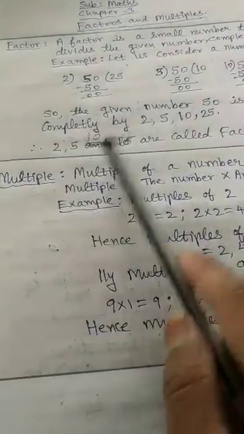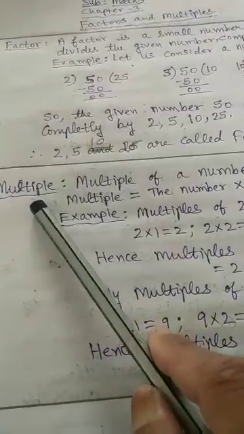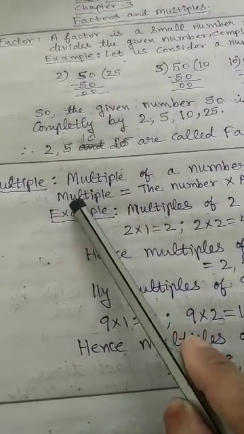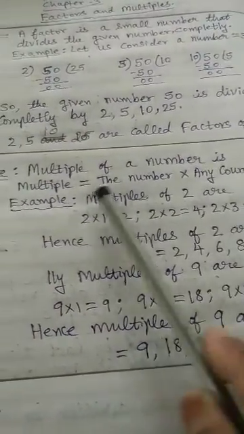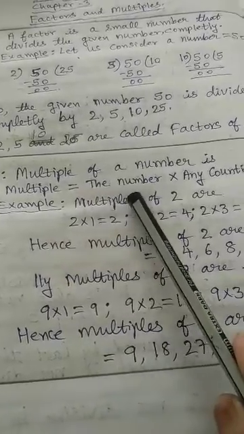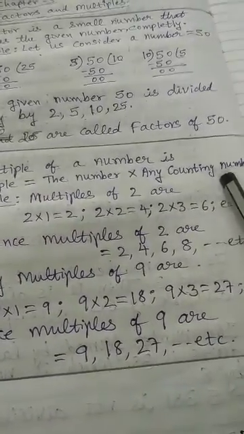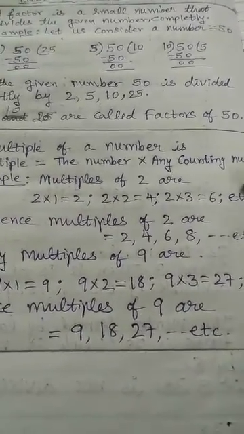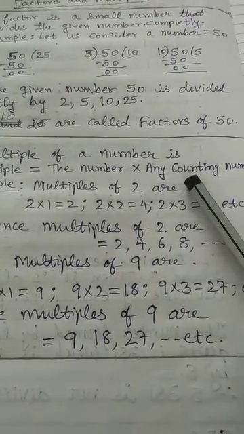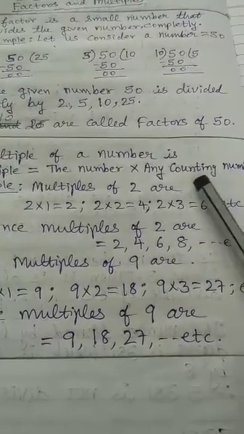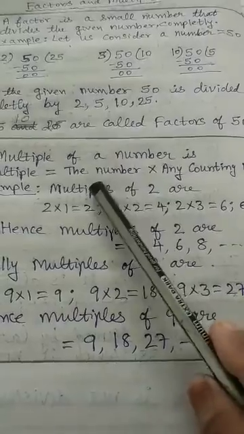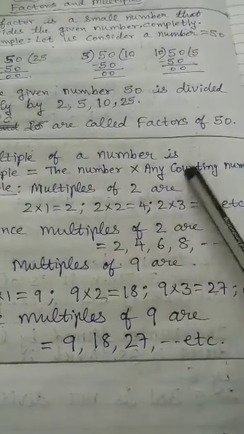Next we will see what is a multiple. What does multiple mean? A multiple of a number is the number multiplied by any counting number. Which are the counting numbers? 1, 2, 3, 4, 5, 6. These are called counting numbers. So it is the number into any counting number.